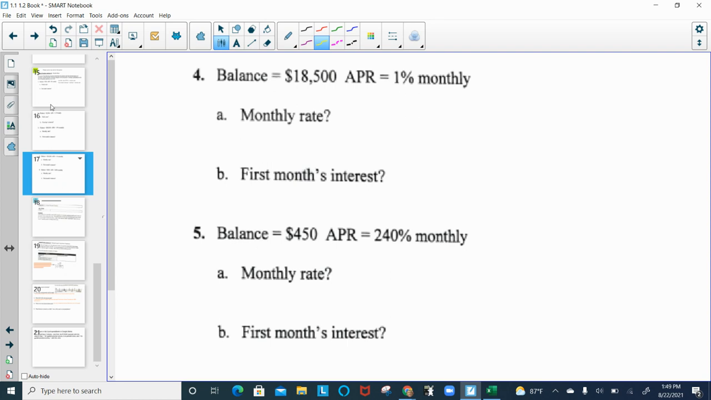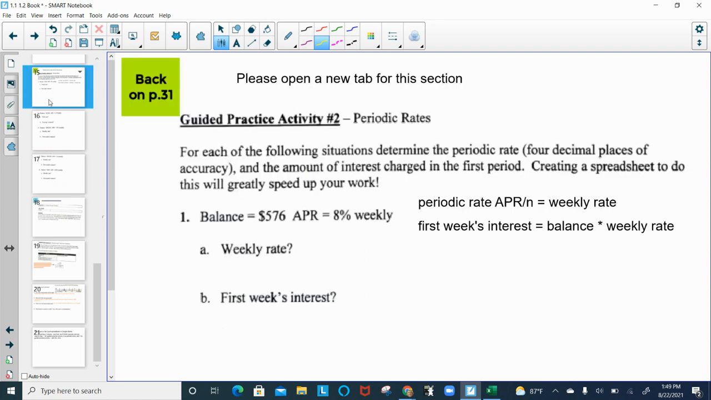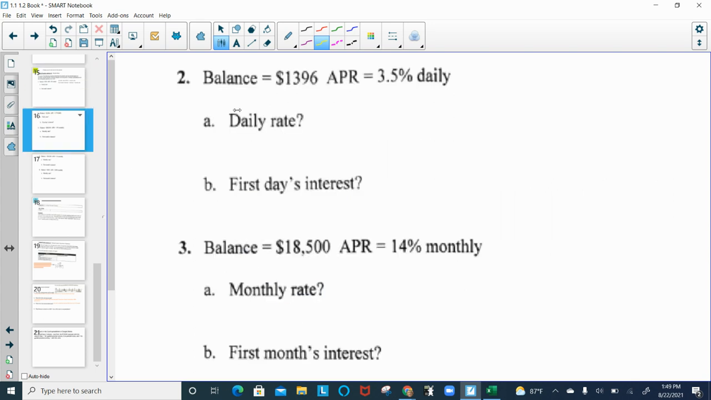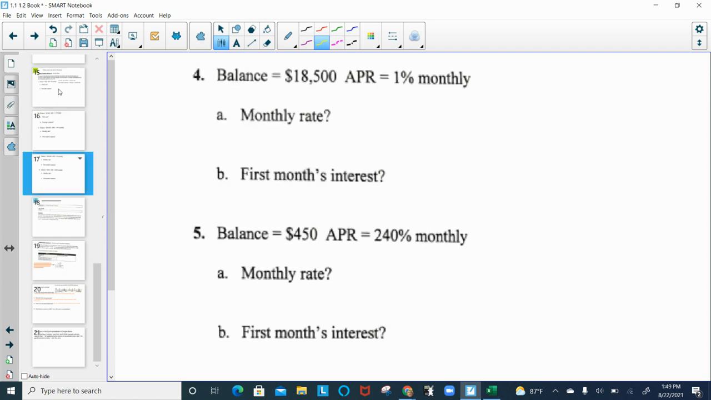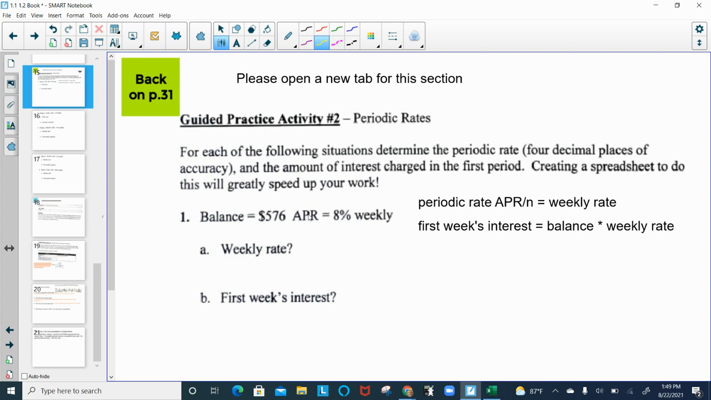And for all 5 questions, you're going to answer A and B, which are the same thing for each of the 5 questions. A is the weekly rate, or the daily rate, or the monthly rate. So it all corresponds to what kind of period is associated with your annual percentage rate. So what you're going to do first, that weekly rate is your periodic rate. So they're keeping it really simple. They're not making you do anything crazy.